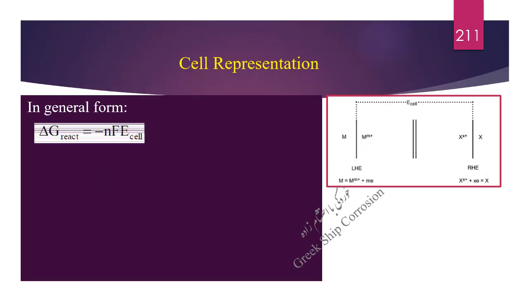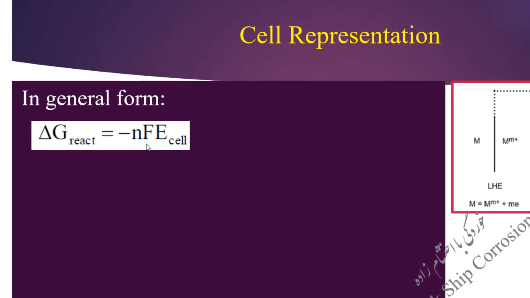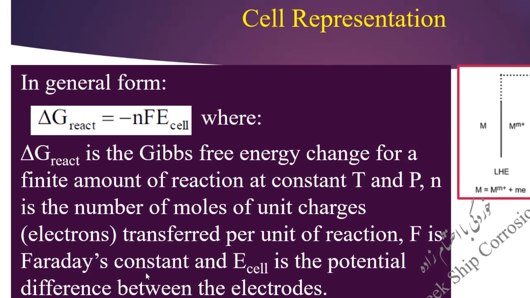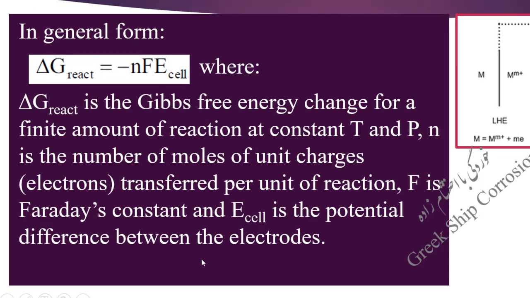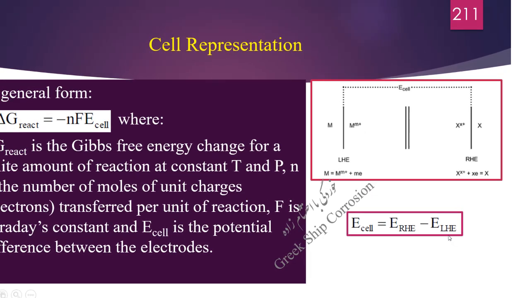In general form, delta G reaction equals negative n times F times Ecell, where delta G reaction is the Gibbs free energy change for a finite amount of reaction at constant temperature and pressure. n is the number of moles of unit charges or electrons transferred per unit of reaction. F is Faraday's constant, and Ecell is the potential difference between the electrodes. Ecell equals E_RHE minus E_LHE.